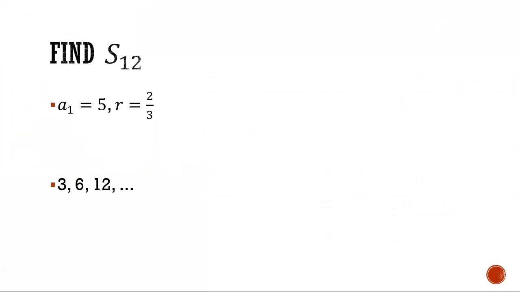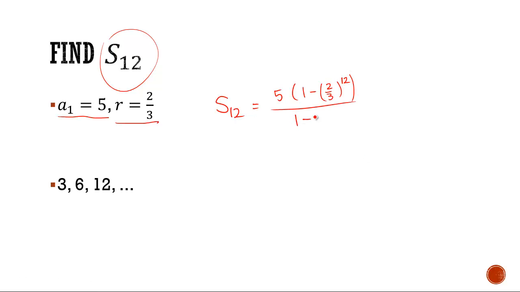So let's use this to find some sums. So here we've got S12. We want to find the first 12 terms. We've got a geometric sequence with rate 2/3 and first term 5. So our S12 is going to be our first term times 1 minus the rate to the power of n, which is 12 in this case, and it's going to be 1 minus 2/3 in the denominator.